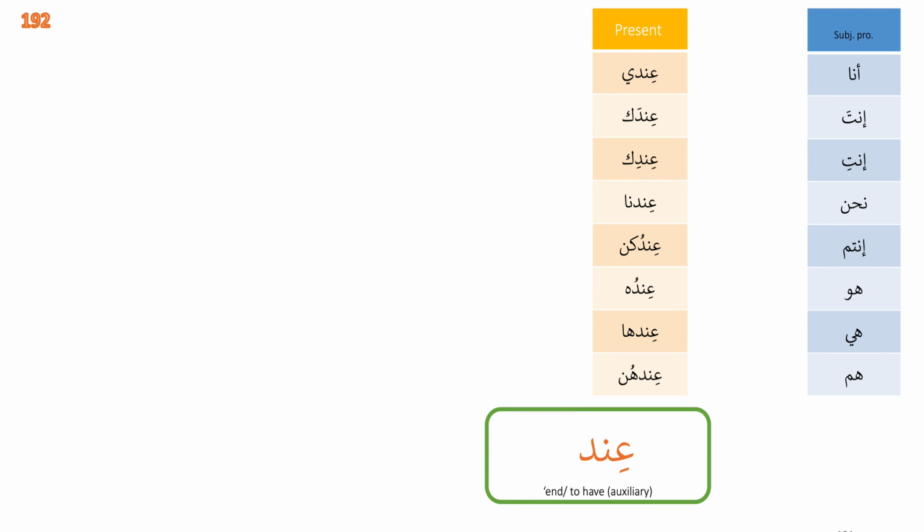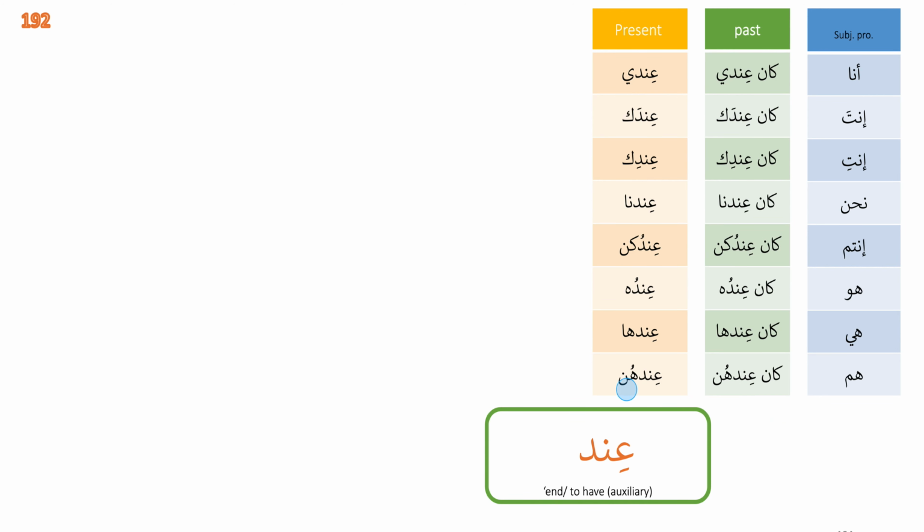How do we form the past tense? Here on this side we've got the past tense, and the past tense is simply formed by placing كان before the present tense conjugation. So the conjugation will end up something like this.